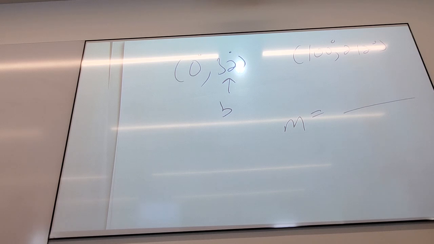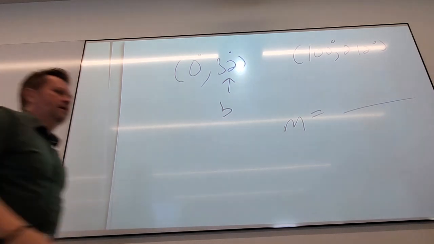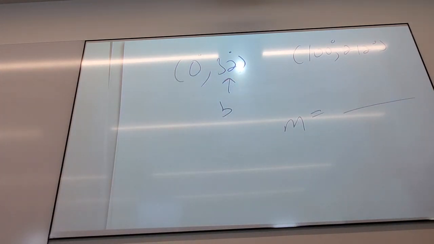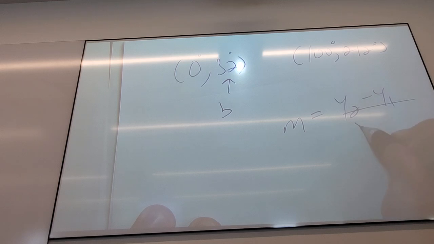Now, in order to calculate slope, I want to see how much it went up based on how much it went left and right. Well, how much did the x's change? How much did it run, from the 0 to the 100? How much did the x parts change? 100, yeah. I don't know if you guys remember this: y2 minus y1.